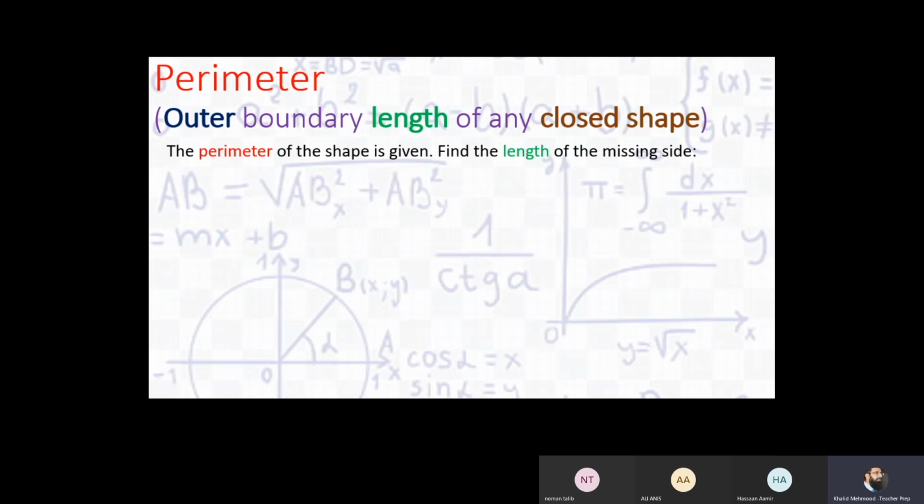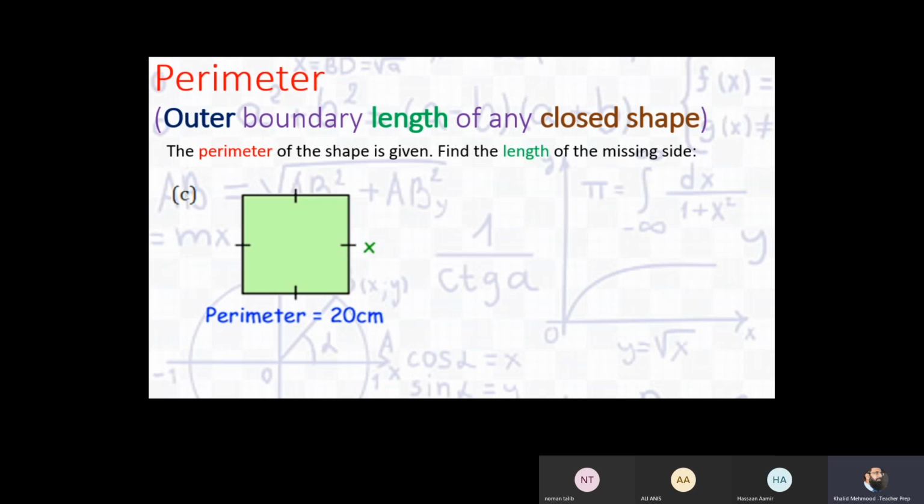So how can you understand? Now in this shape, the perimeter is 20 centimeters, but one side is given and this is a square shape. A square shape means all sides will be equal, so the rest of the sides will also be x. So the sum of these sides is the perimeter, and we know the perimeter is given as 20 centimeters, so in place of the perimeter, we will write 20.